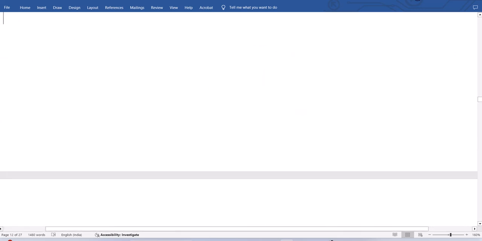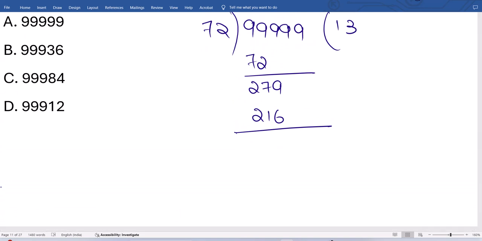This remainder is 63. Then 639. 9 times will cross more than that, so we have to go for 8 times. 8 times is what? 576. Right. Then what is the remainder now? 3 here, 63. Again, 9.